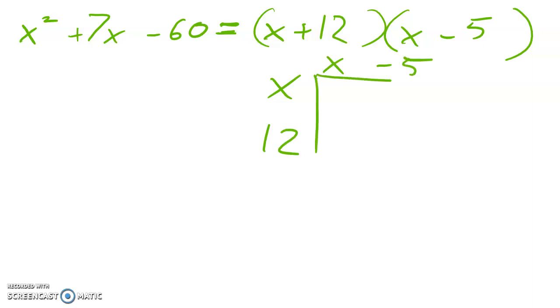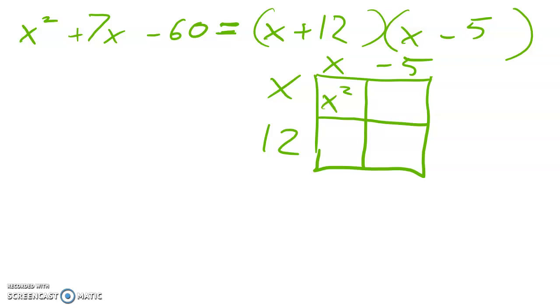So if I distribute, I need to multiply x times x, x times negative 5, 12 times x, and 12 times negative 5. That's going to give me 4 products, and a really clean and easy way to organize those 4 products is with one of these area boxes. You've seen these before. So when I multiply these, I get an x squared, I get a negative 5x, I get a 12x, and a negative 5 times 12 is negative 60.